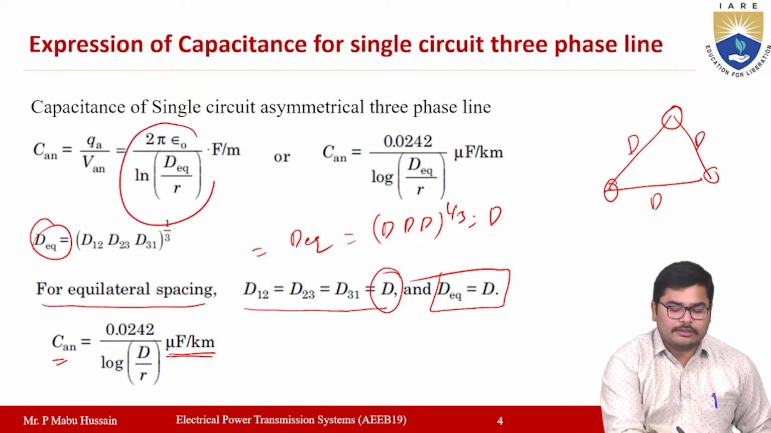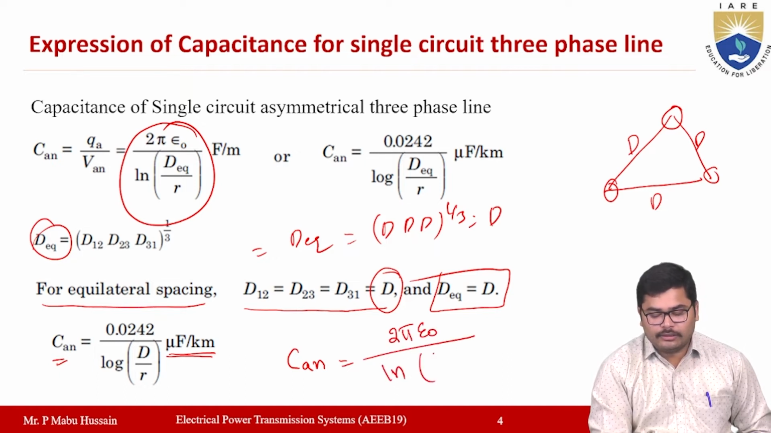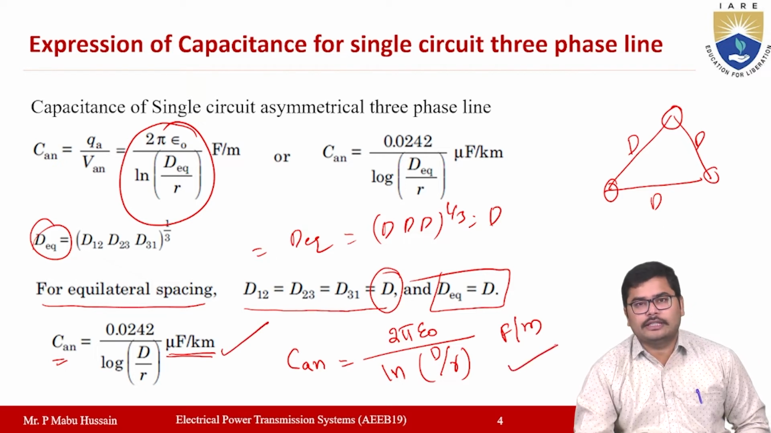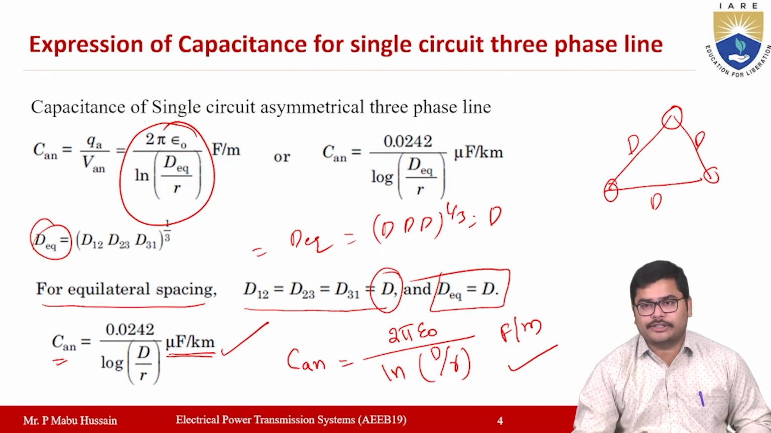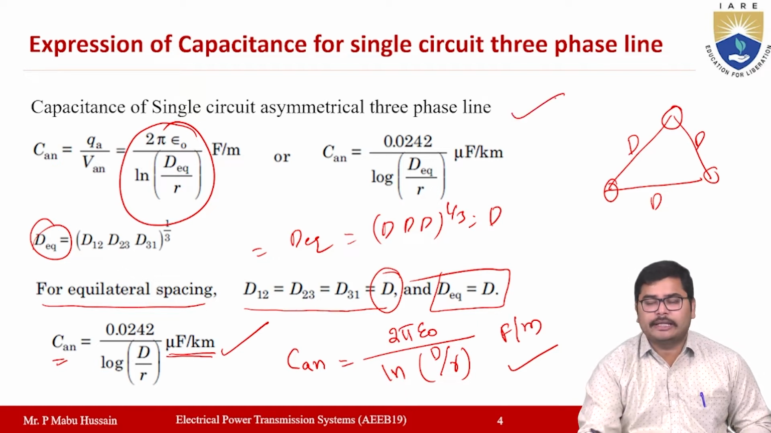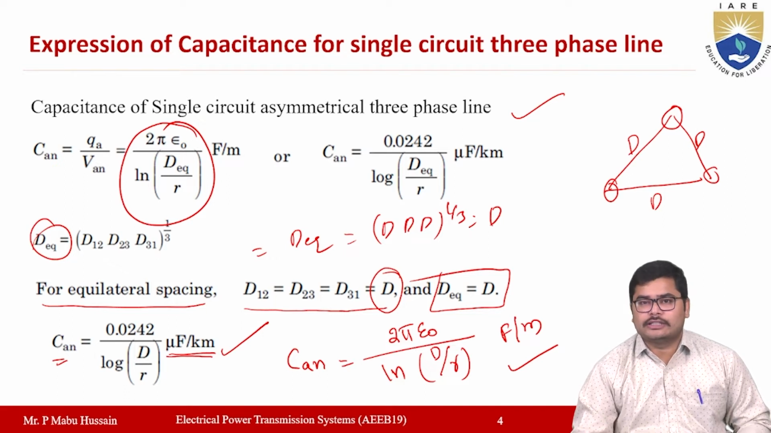If you use the other equation, then the same expression can be written as CAN is equal to 2 pi epsilon naught by ln D by r. The units will be farads per meter. So you can use either this equation or this equation for calculating the capacitance of a single circuit three-phase transmission line with symmetrical spacing. The derivation for these symmetrical and asymmetrical transmission lines we already derived in the previous videos. Once you go through the previous videos, you can know how you get these equations.